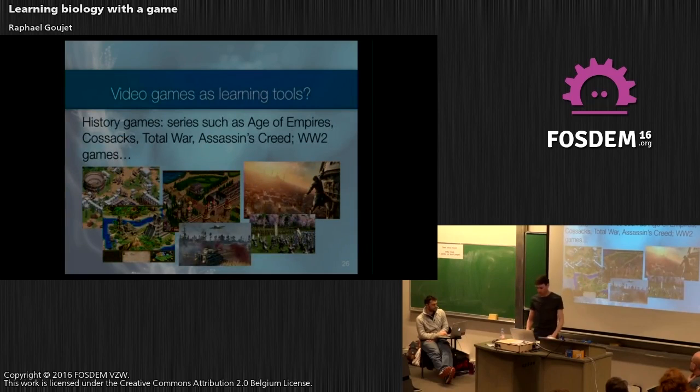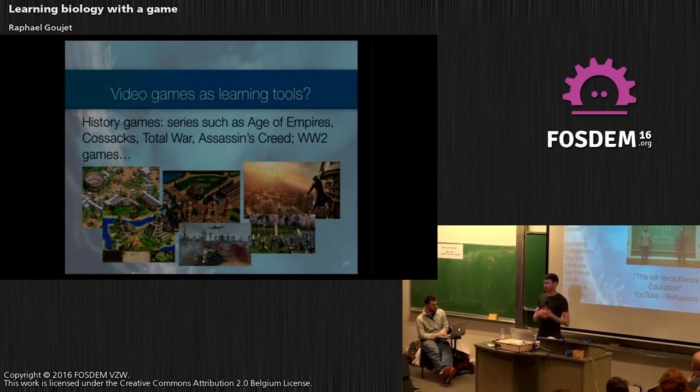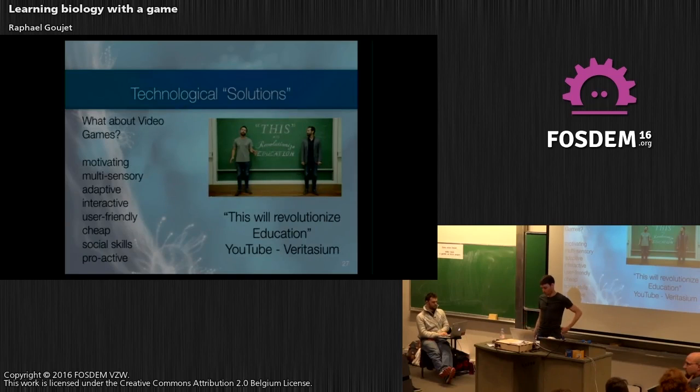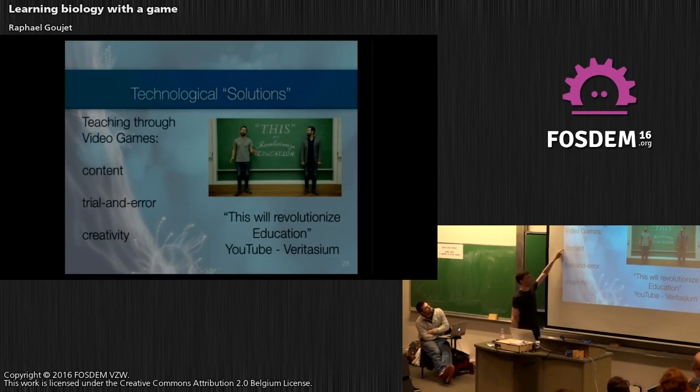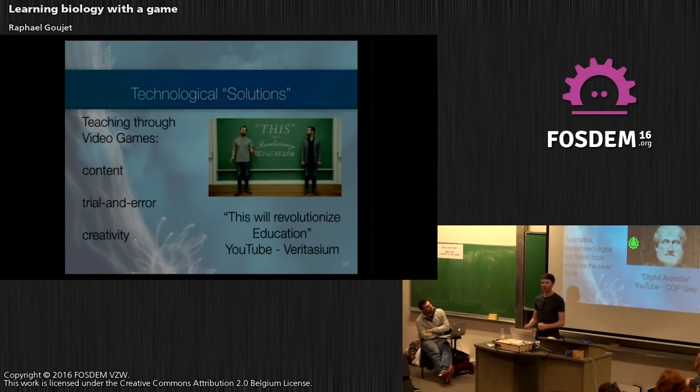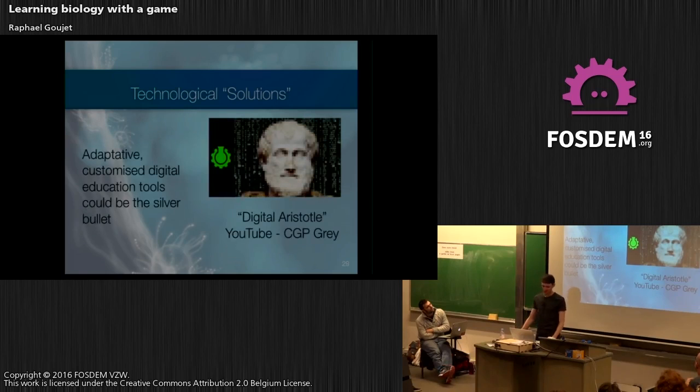And maybe you have played these 3 games. You've learned about Rome, about World War II, Japan, etc. So you know it's possible. So maybe there's no silver bullet, but video games are kind of a good way to go. Because games have lots of qualities. The major ones are that there is access to huge content. You can try and fail, but then succeed. There is no judgment, and you can be creative in games.